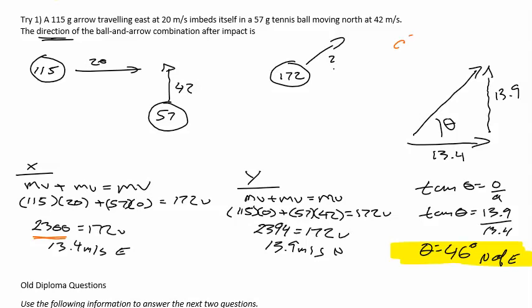If you were looking for the magnitude, again, you would be looking for the c squared, and the magnitude of that velocity would have been 19.3 meters per second. That is not part of the question, that's why it's in orange there, but something to consider.